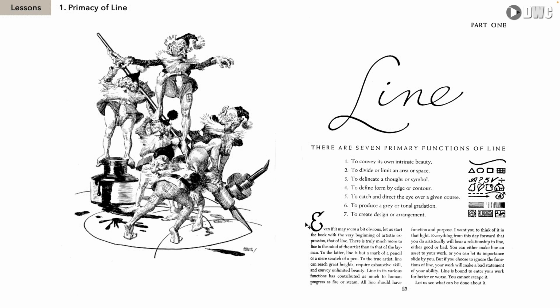And it says line. So here, there's 7 functions of line. Let's quickly read them. Number 1, to convey its own intrinsic beauty. 2, to divide or limit an area or space. 3, to delineate a thought or symbol. 4, to define edge or contour. 5, to catch and direct the eye over a given course. 6, to produce a gray or tonal gradient. And 7, to create design or arrangement. So that's what we're going to talk about. We're going to talk about number 2, divide or limit area or space, and 7, to create design or arrangement.